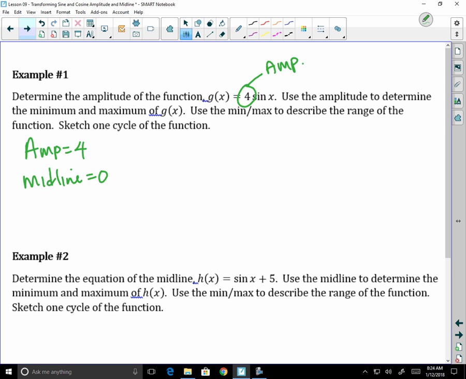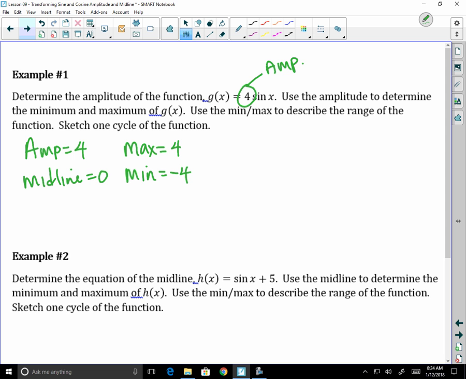Now to find the maximum and the minimum, the maximum is going to be the number from the midline added to the amplitude. So for example, in this case, I'm starting at 0 and I'm going up 4 boxes. So the maximum is going to be 4. The minimum is going to start at the midline and instead of going up 4, go down 4. So that would be at negative 4. So that tells me that this sine function is going to oscillate between negative 4 and positive 4 forever. So it's going to go from negative 4 to positive 4, back down to negative 4 forever.